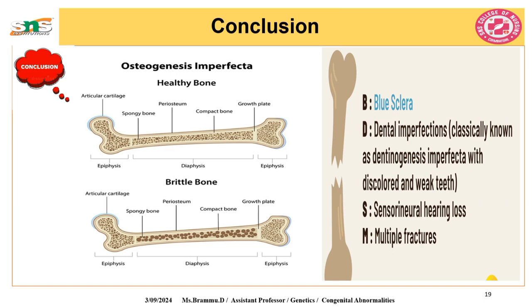So to conclude the topic of congenital disorders, there are many other conditions which also attack the bone as a congenital deformity, which we call brittle bone disease. In this, the child will be having blue sclera, dental imperfections, and sensorineural hearing loss with multiple fractures. So these conditions also play a major role in congenital deformity, and these can also be easily screened by doing genetic testing and so on.